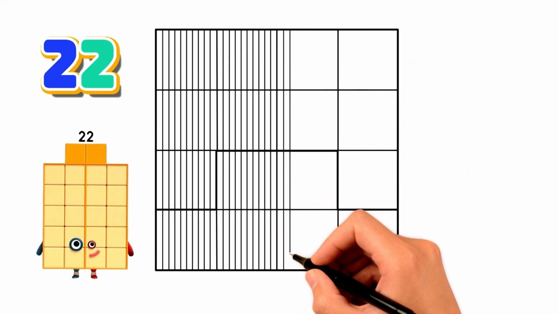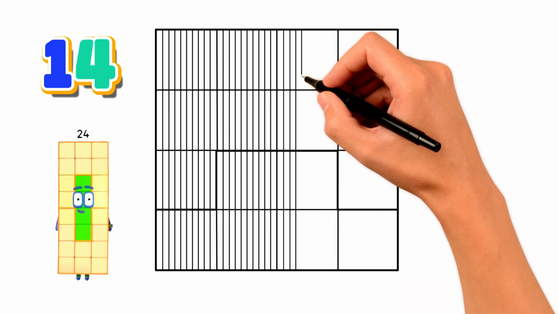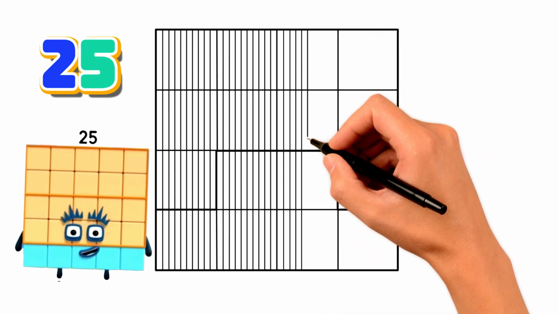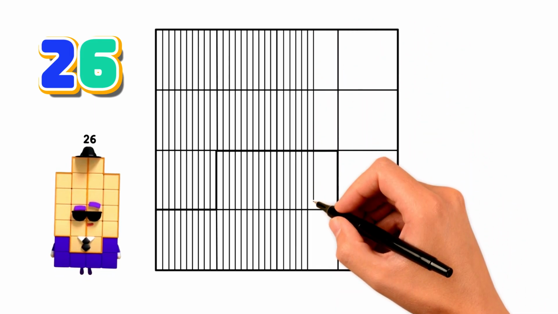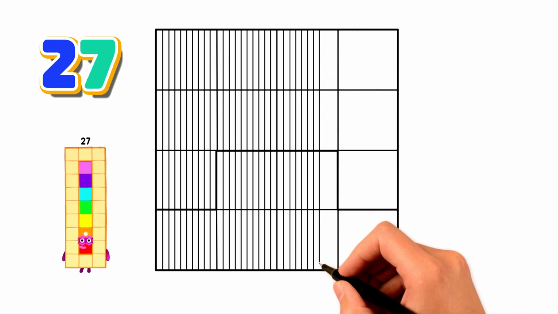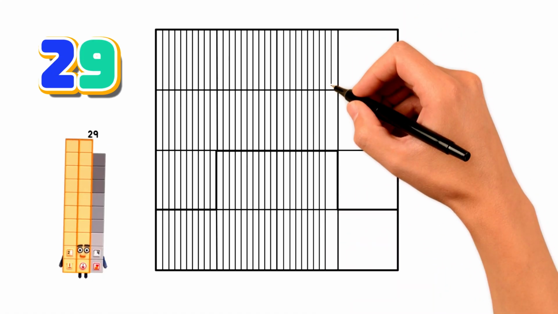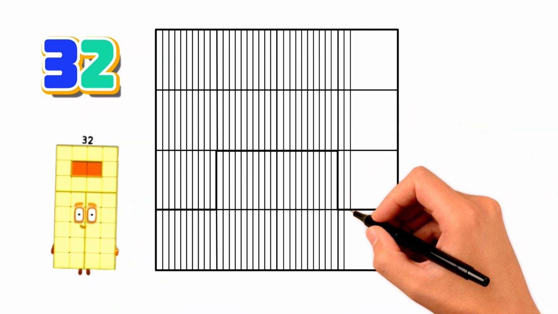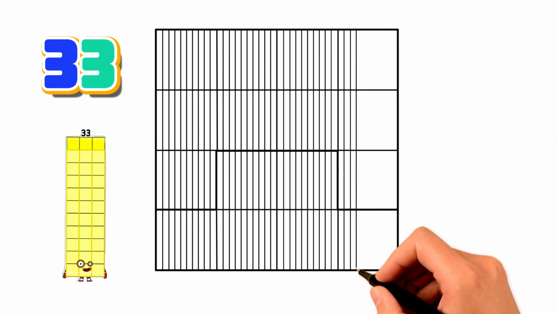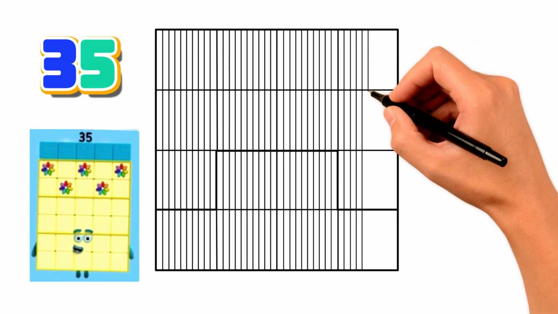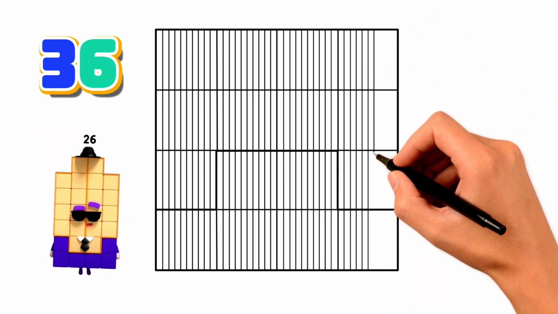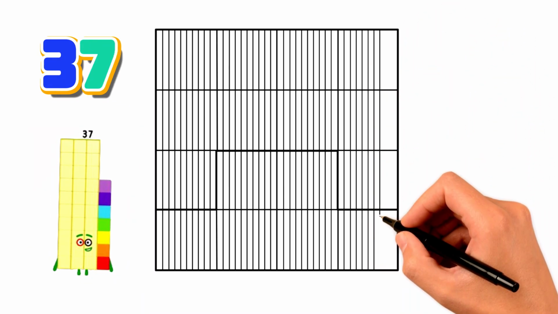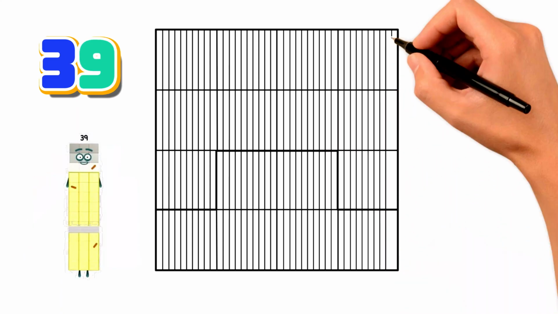22, 23, 24, 25, 26, 27, 28, 29, 30, 31, 32, 33, 34, 35, 36, 37, 38, 39, 40. Wonderful! Now draw 40 horizontal lines.